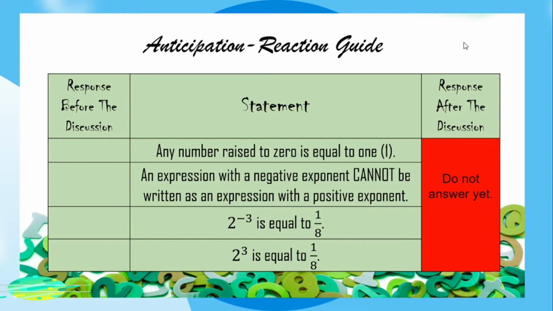Next. An expression with a negative exponent cannot be written as an expression with a positive exponent. Agree, disagree. Next statement, 2 raised to negative 3 is equal to 1 over 8. Agree, disagree. Next, 2 raised to 3 is equal to 1 over 8. Are you agree or disagree?